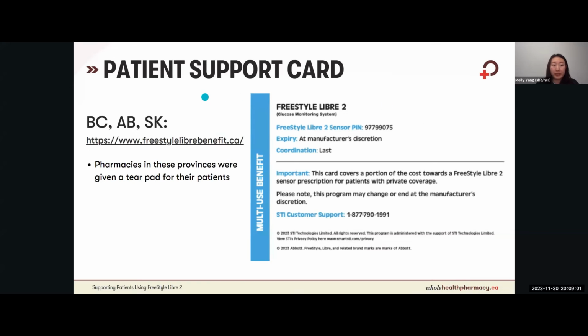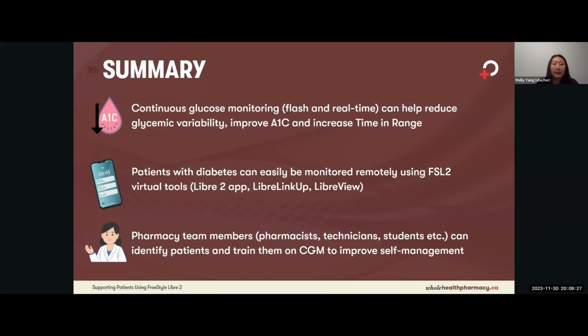We have one slide here about the patient support cards. So for pharmacies in BC, Alberta, and Saskatchewan, earlier this year, you should have received a tear pad with this SDI card that helps to cover a portion of the cost of Libre 2. For those who have run out, feel free to contact your Abbott representative and they'll be able to send more if you need it. But it is unfortunately only available within these provinces. And that concludes the end of the presentation. Happy to address any questions.